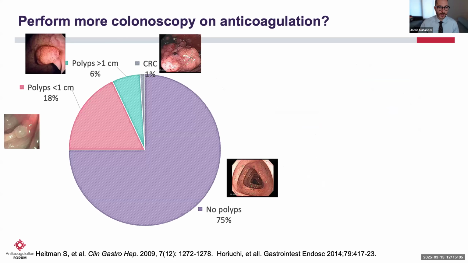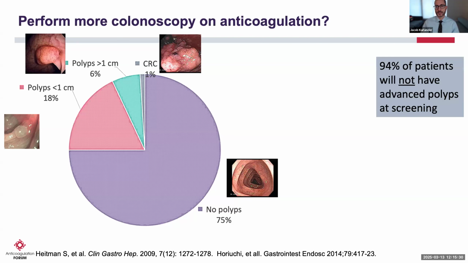And just as kind of a provocative slide, I wanted to show here the findings on colonoscopies. If you took 100 patients, this is from a meta-analysis, how many would have polyps, and especially large polyps? So 75% of patients will have no polyps at all. 18% will have smaller polyps under 1 centimeter. Only 6% will have a polyp over 1 centimeter, and 1% will have colon cancer.